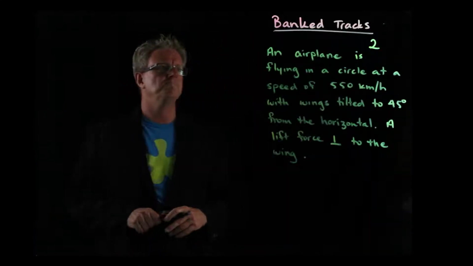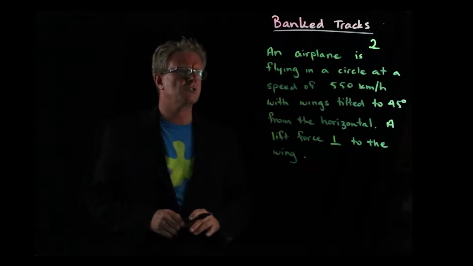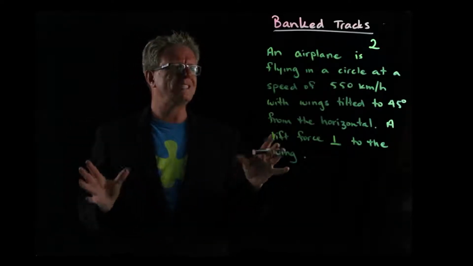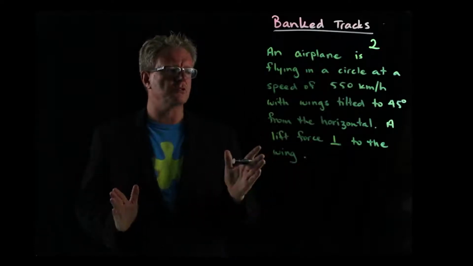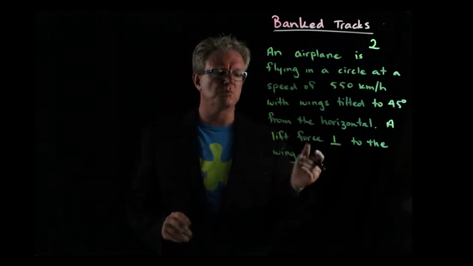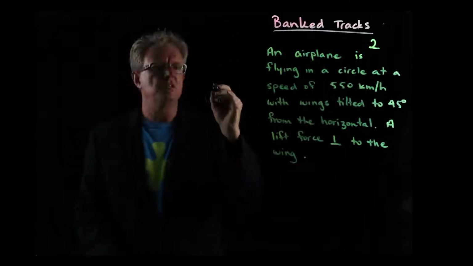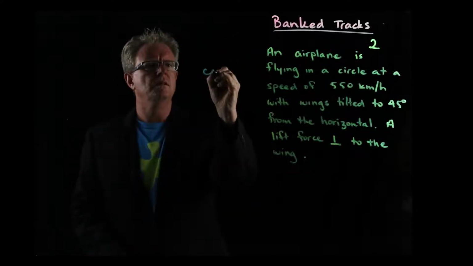Alright, here's our last problem. An aeroplane is flying in a circle at a speed of 550 kilometers per hour with wings tilted 45 degrees from the horizontal, and there's a lift force provided to the wings that's perpendicular to it. So let's see if we can draw a picture here. So here's our plane.